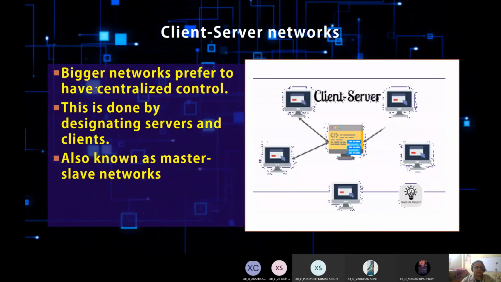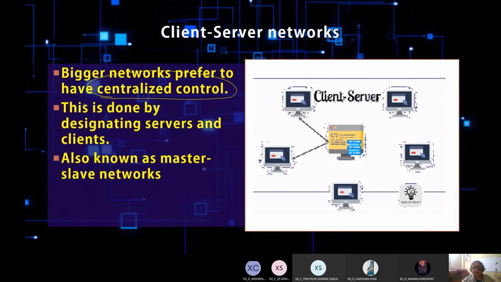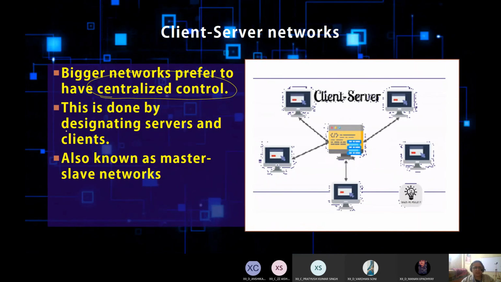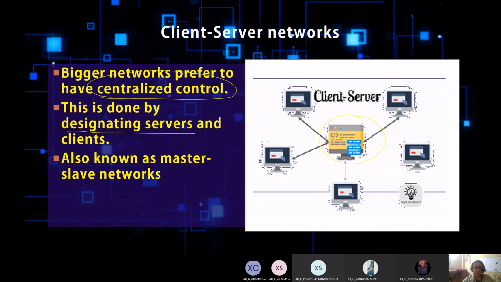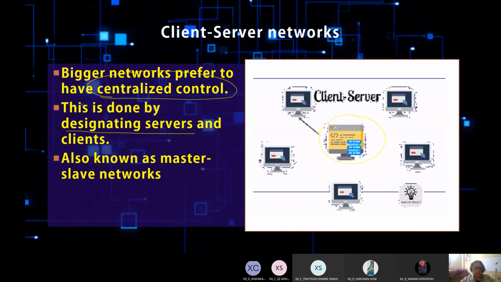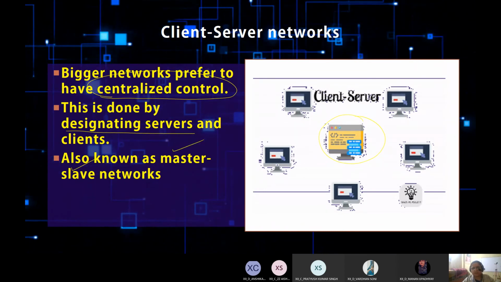So bigger networks prefer to have centralized control. Usually banks like to have centralized control. This is done by designating servers. Now this computer will only act as a server, not as a standalone computer. So these are also known as master slave networks.